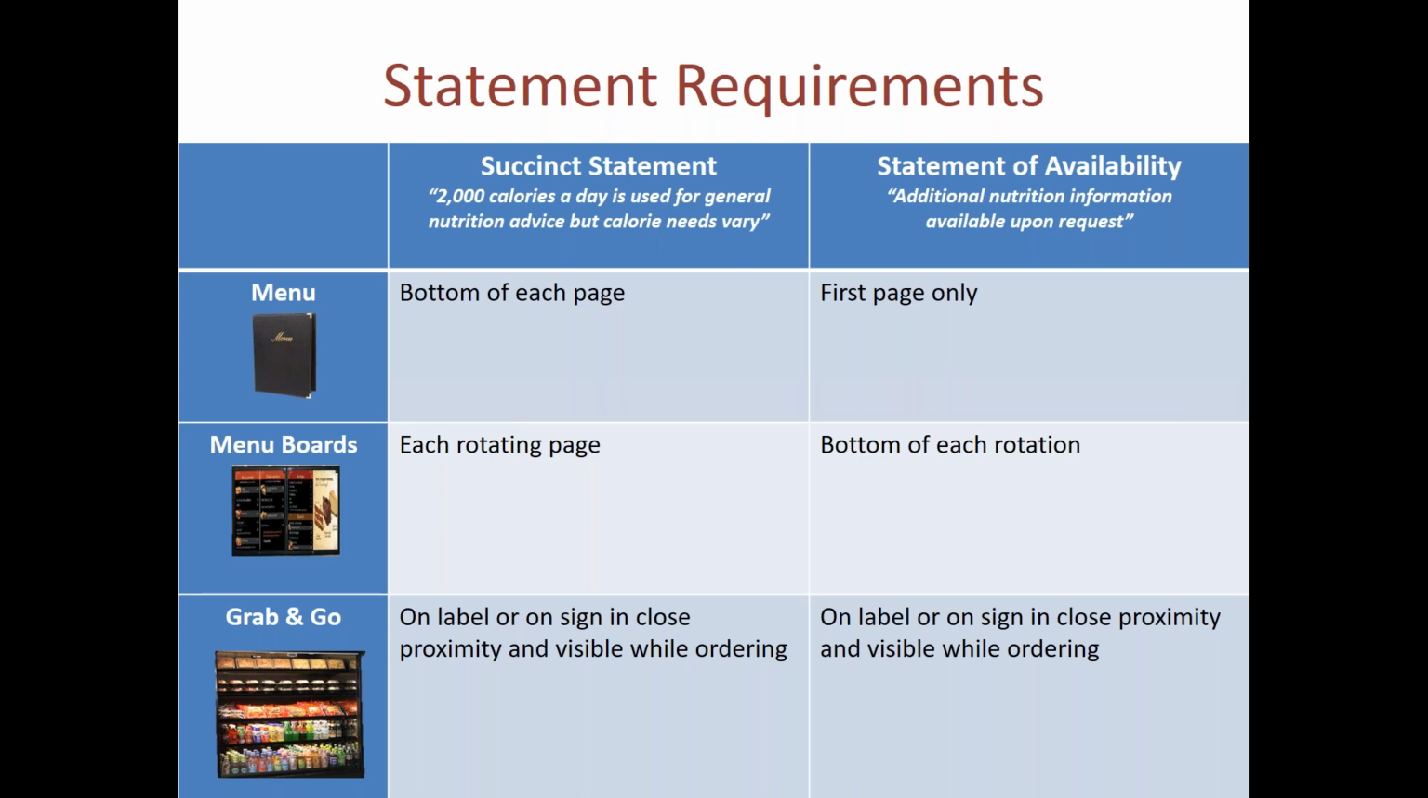The statement of availability states that additional nutrition information can be available upon request. So this means if the customer comes in and asks for information above and beyond calories, this needs to be available. It would only be required on a menu on the first page only, but near the succinct statement. On menu boards, it would be on the bottom of each rotation, and on grab and go, it needs to be on the label or on a sign close to the ordering area.